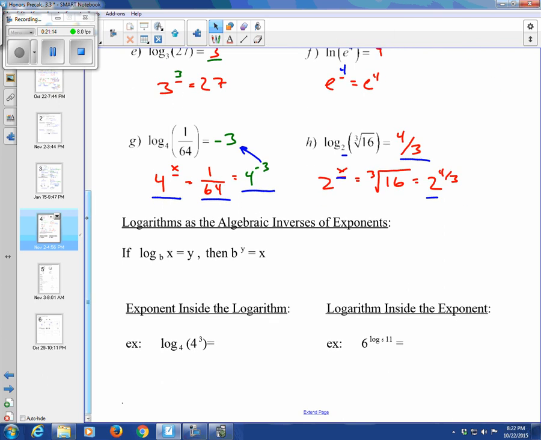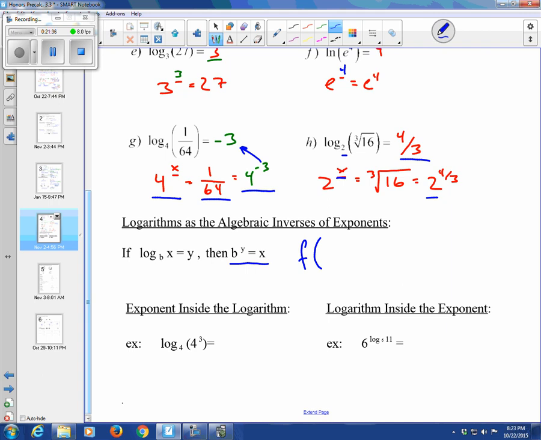Okay, so right here, logarithms as algebraic inverses of exponentials. What we're saying is if we've got log base b of x equals y, then its inverse is going to be the exponential base b, which raised to the y power should give us x. The relationship we're talking about here is the composition of inverses.